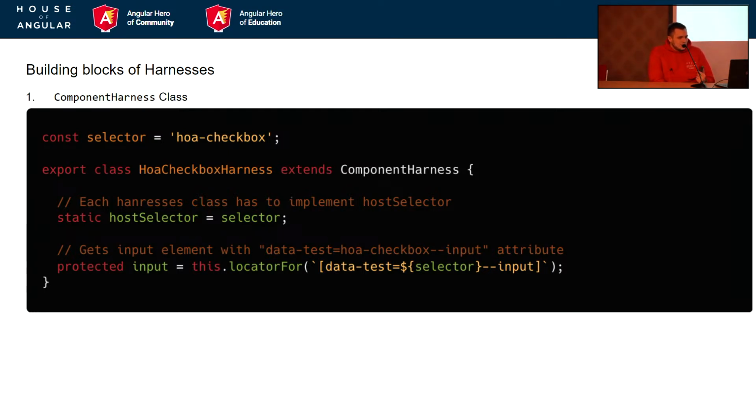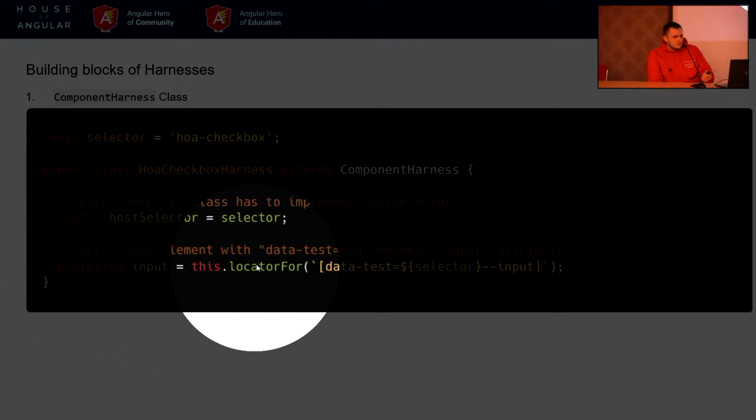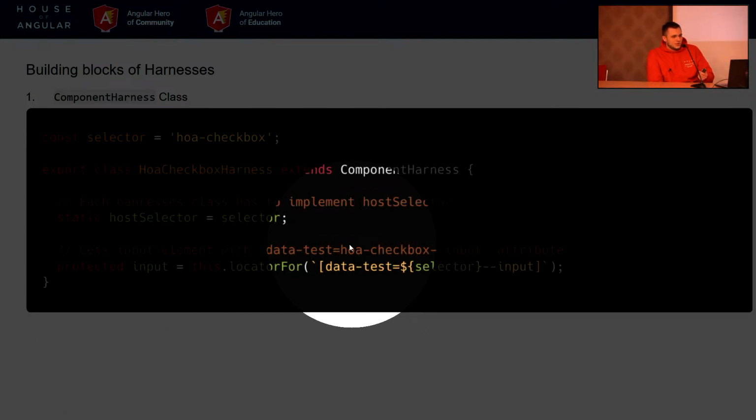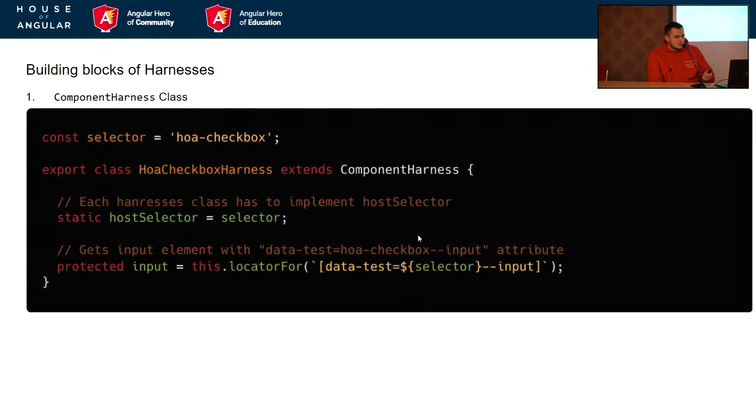And below, as you can see, I just use this locatorFor, and I am looking for the item which has the attribute data-test equal to my selector, which is hoa-checkbox--input. So I even write there what kind of attribute this input should have and what kind of attribute I'm looking for. So I'm looking for, not even the input, an element with that attribute. And in scope of the protected input, I have the function which will return this element in the scope of a promise, or will reject the promise if it does not find the element.